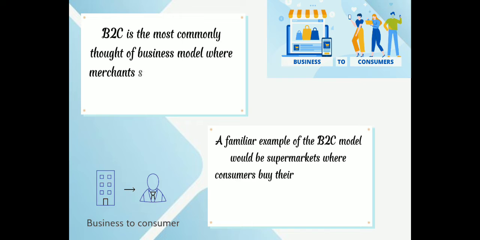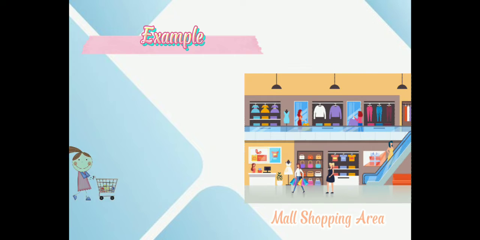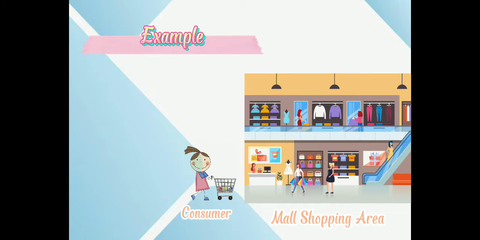Business to consumer. B2C is the most commonly thought of business model, where merchants sell to consumers who buy a small amount of produce. A familiar example of the B2C model would be supermarkets, where consumers buy their shopping weekly but they wouldn't normally bulk buy anything. Example, when a consumer goes to the mall to buy clothes.